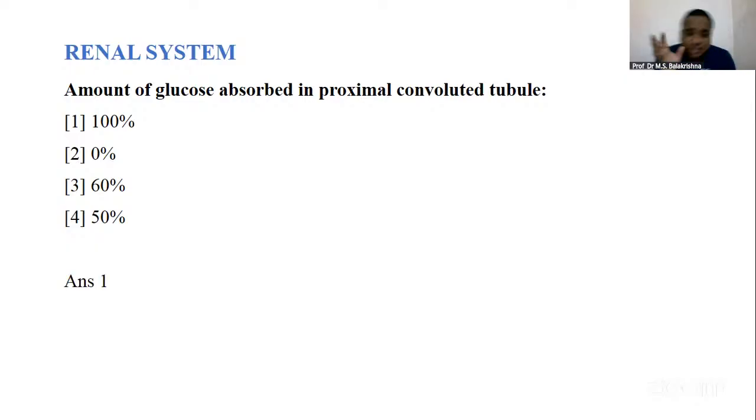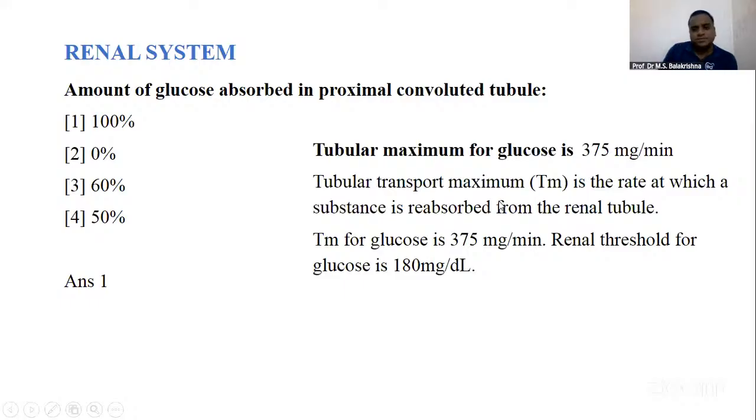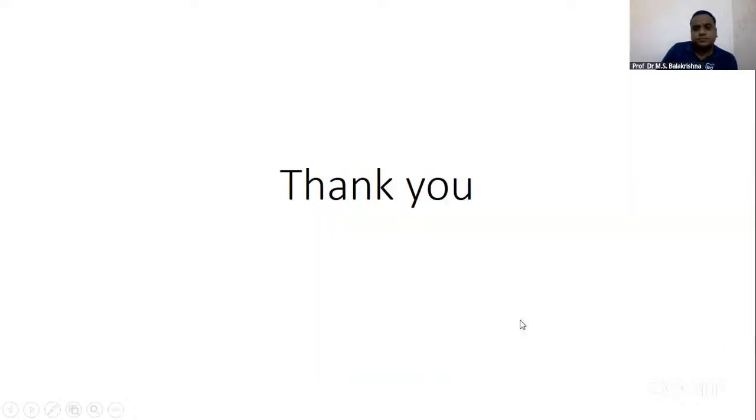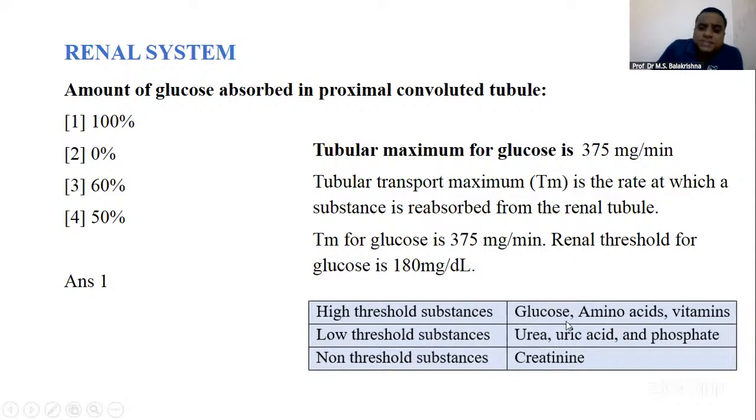So what are the substances which are absorbed in each part? PCT, DCT, collecting tubule and loop of Henle. You should learn which part absorbs what. So you have high threshold substances, that is glucose, amino acids and vitamins; low threshold substances, urea, uric acid and phosphate; and non-threshold substance which will just come out very easily is creatinine. And the tubular maximum for glucose is 375 mg per minute.